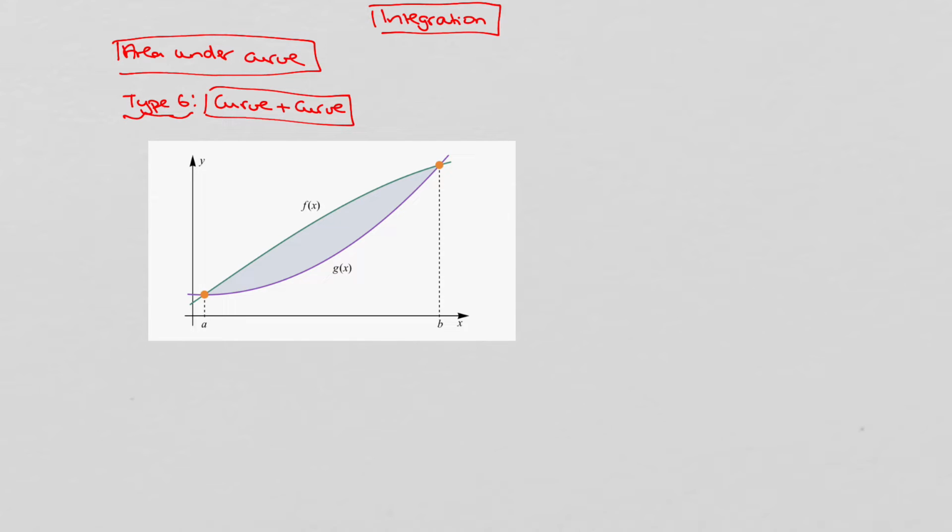Integration, area under a curve, type 6: curve and curve. So this is very similar to finding the area enclosed by a line and a curve. But this time, rather than having a line and a curve, we have two curves. So the same process is applied.